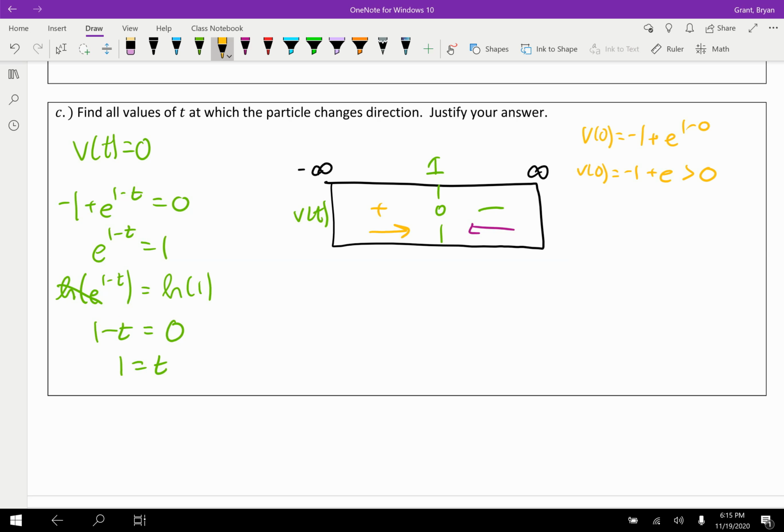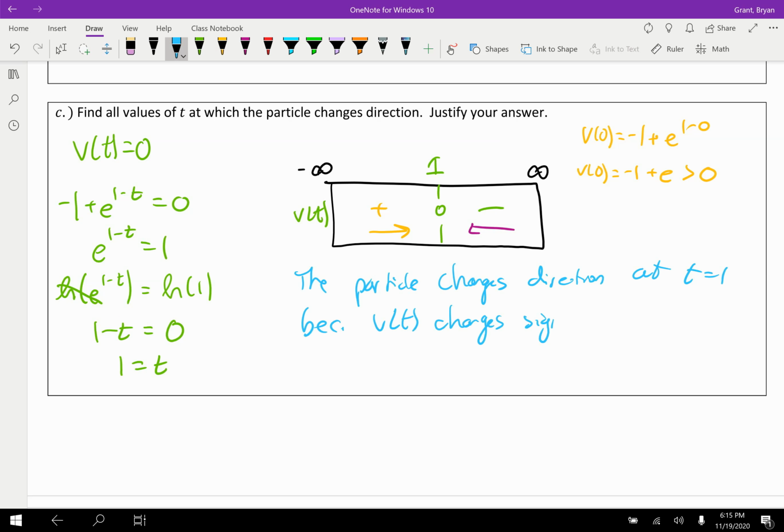Does our particle then change direction at 1? It does, because v of t changes from positive to negative. So the particle changes direction at t equals 1 because v of t changes signs at t equals 1.